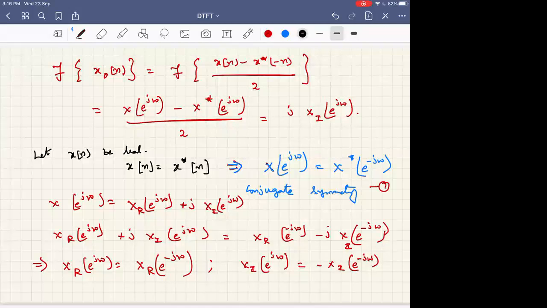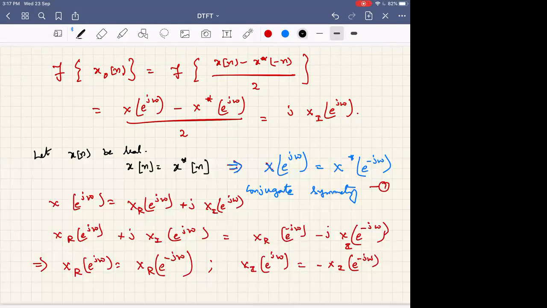Magnitude is even. The magnitude spectrum is even or symmetric, and the phase spectrum is odd. The real part is even and the imaginary part is odd. Here it is not purely telling about magnitude. You can also write this in terms of magnitude and phase, then you can tell that magnitude is even and phase is odd.